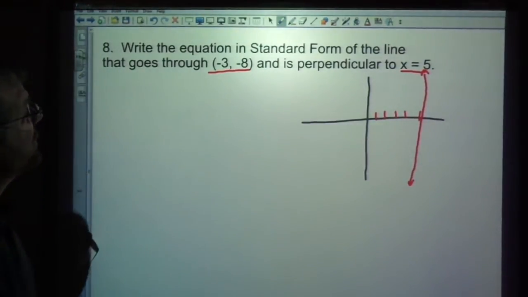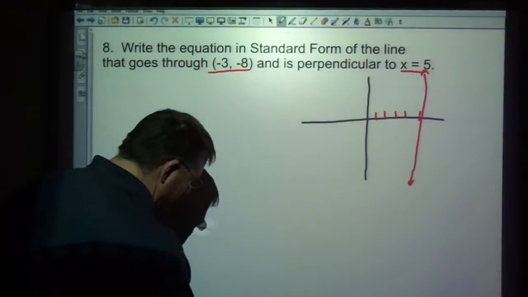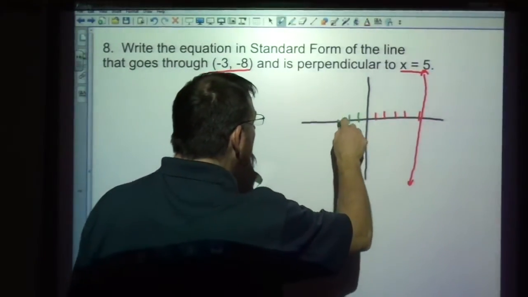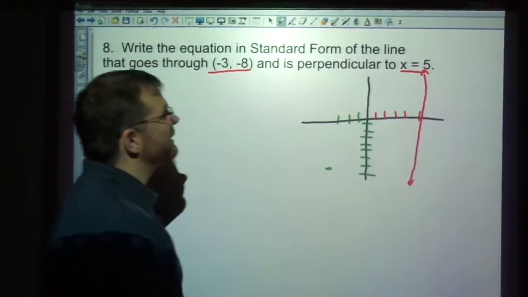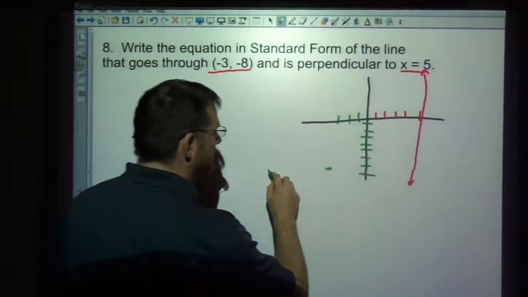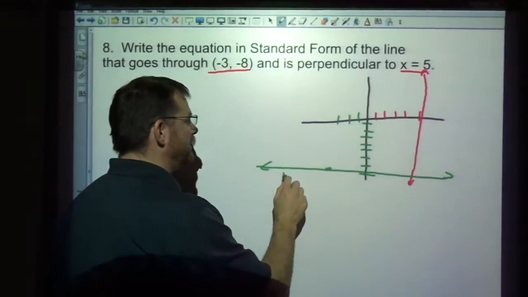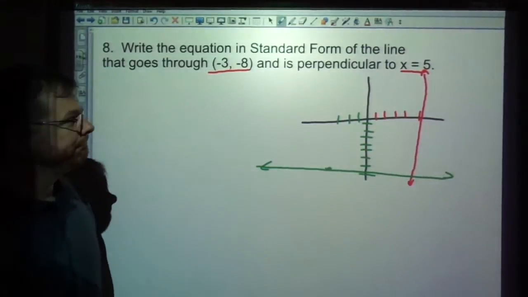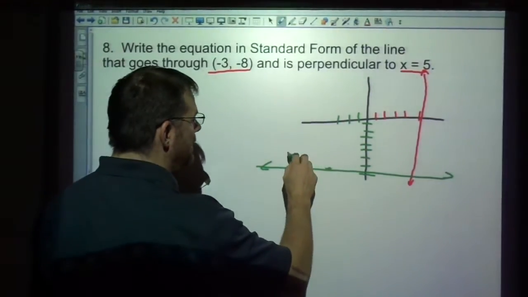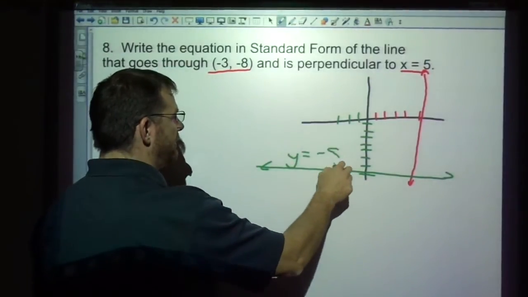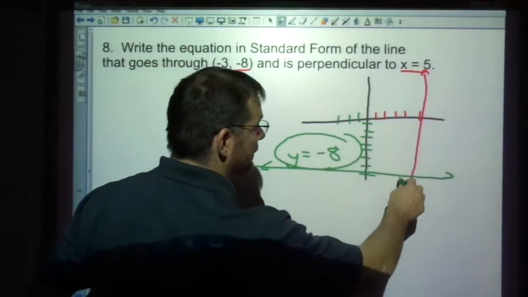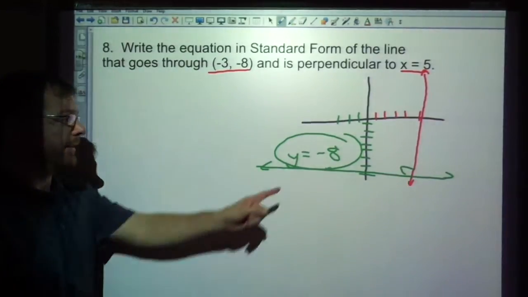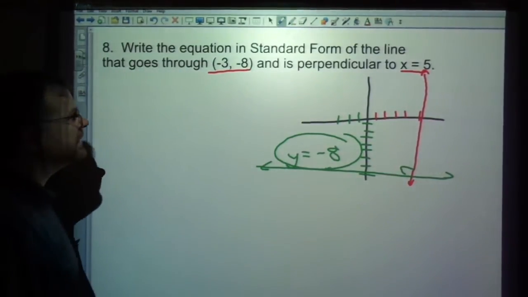And I'm looking for something that goes through this point, -3, -8, right over here, and is perpendicular to that. Okay, so that means it's going to be horizontal. I just need to find the equation of that line. That is y equals -8. Since this one is x equals 5, that's perpendicular, they make a right angle. There's my answer. Done. Easy.